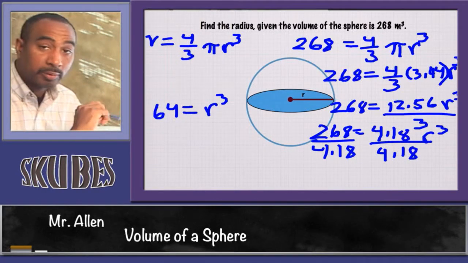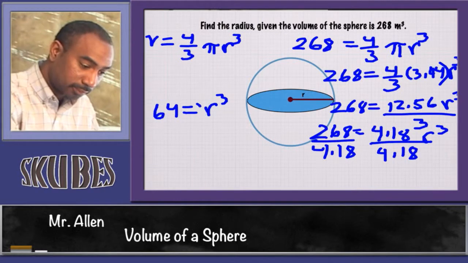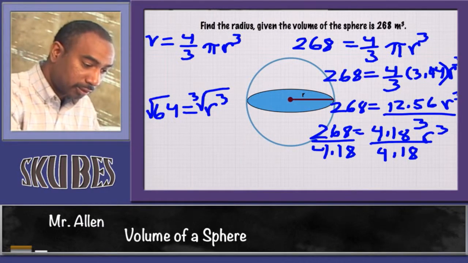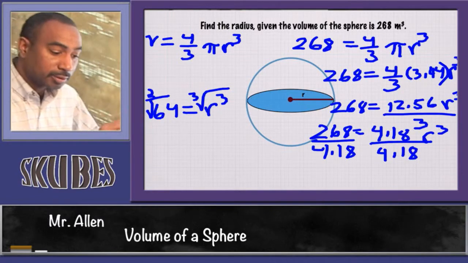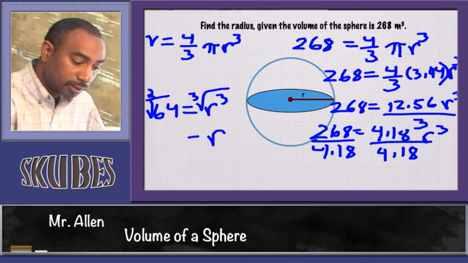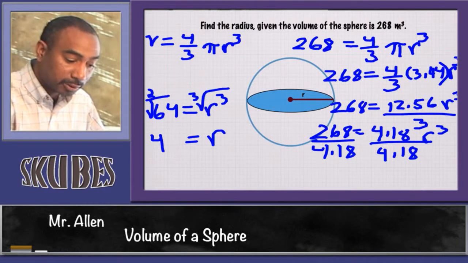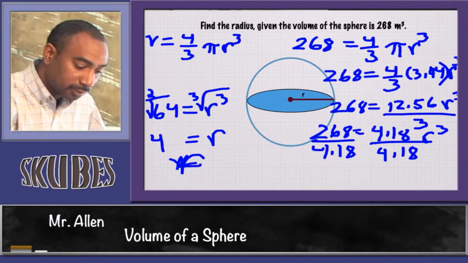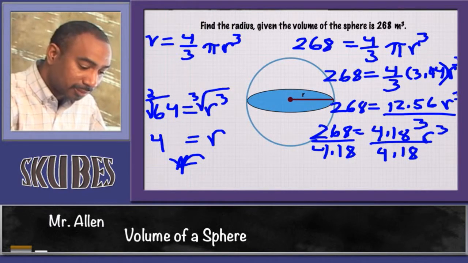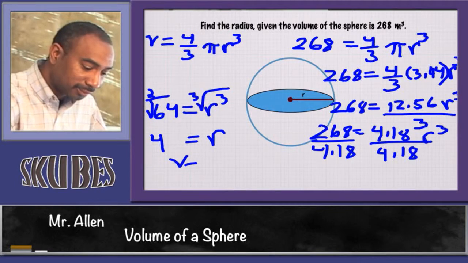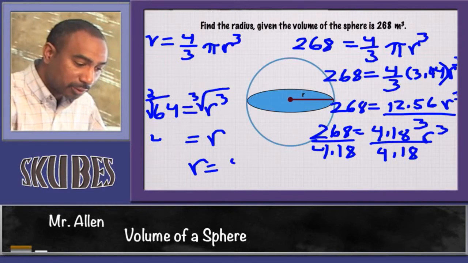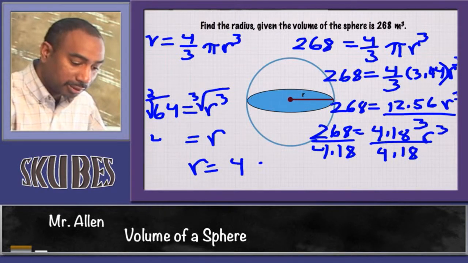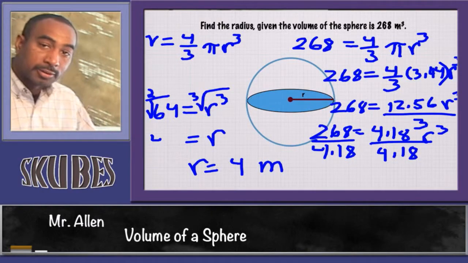And you don't want to take the square root, you want to take the cube root. You're saying what times itself gives you 64? And it happens to be 4. Because if you cube 4, you get 64. So the answer is the radius is 4 meters. This concludes the lesson for today.